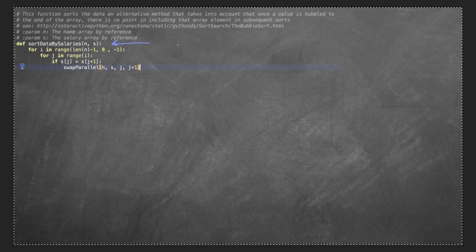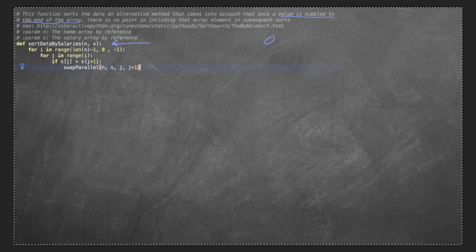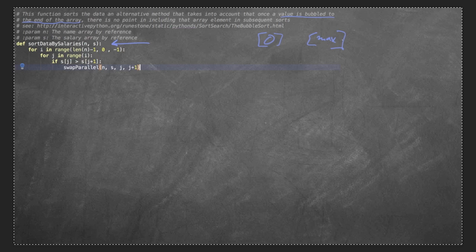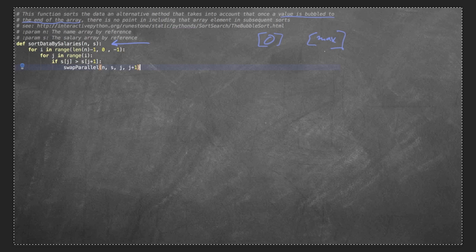This takes into account that once a value is bubbled to the end of the array, whether it's the least significant portion or the most significant portion, that is, least significant would be element 0 and most significant would be element maximum, whatever the length of the array is. Whether we're bubbling towards the least significant or towards the most significant element of the array, this here will eliminate the use of an element once it is populated with the largest value. And how did I accomplish that?